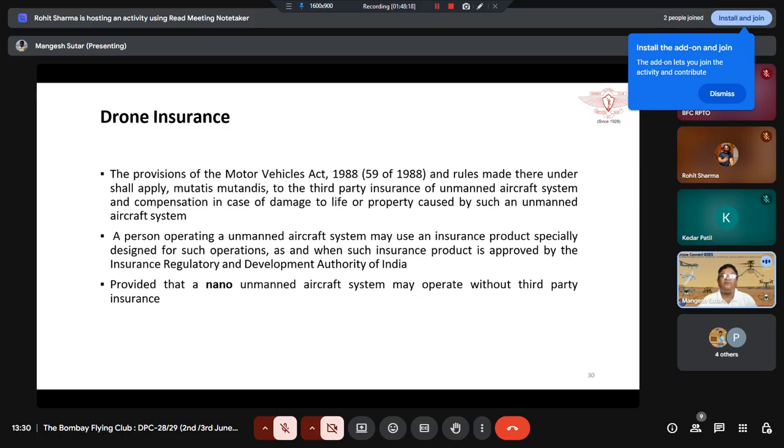Similarly, if you are flying for commercial purposes, make sure your drone is covered under drone insurance under the third party rule. Again, your nano drone is exempted. Nano drones, less than 250 gram drones, are exempted. You don't require type certification, you don't require a UIN, you don't need to be a licensed pilot. Also, insurance is exempted for nano drones. Nano drones are very small drones.